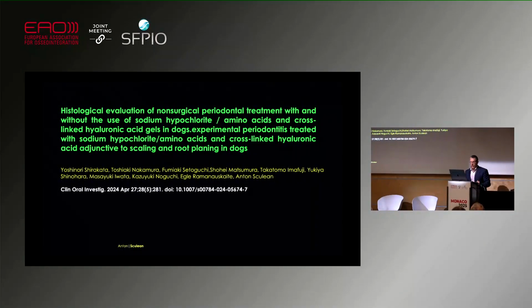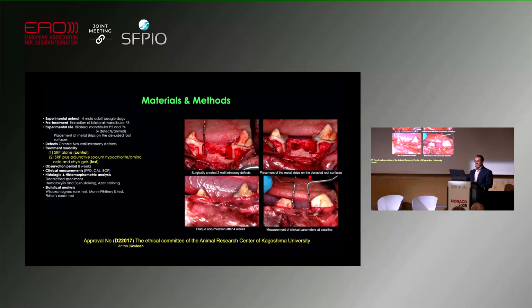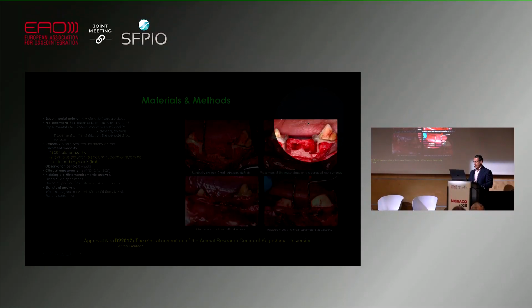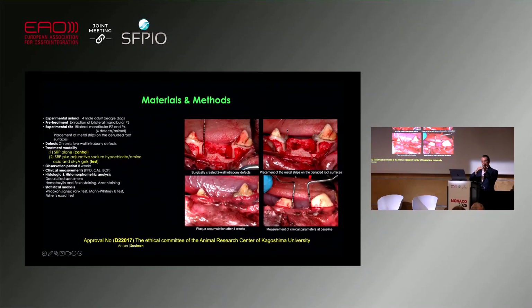And then we did a study, and this study was quite complex because first we created box-shaped defects in an animal model, and these defects were infected with plaque. Okay, so we have used this kind of metal strips. They were glued to the surface of the tooth, and then the flap was closed. Why? In order to mimic a chronic infection. Okay, because periodontitis is chronic.